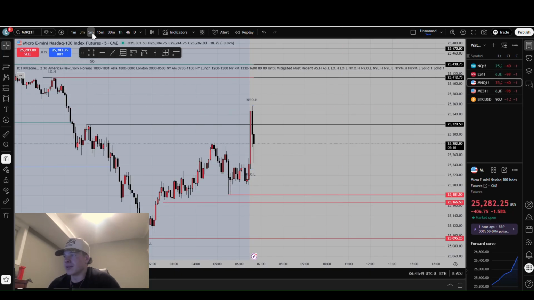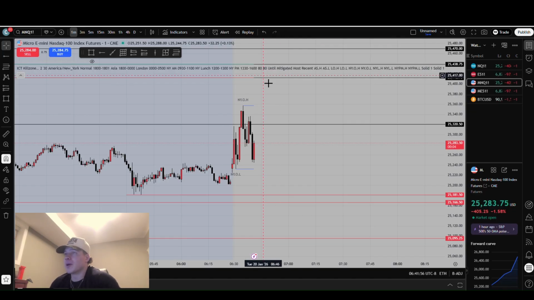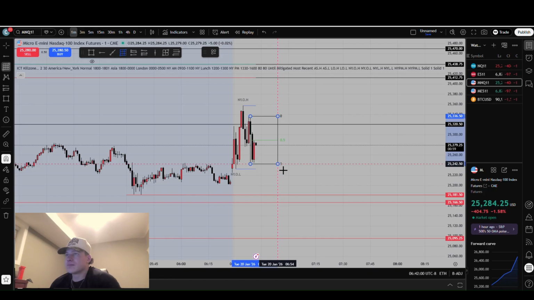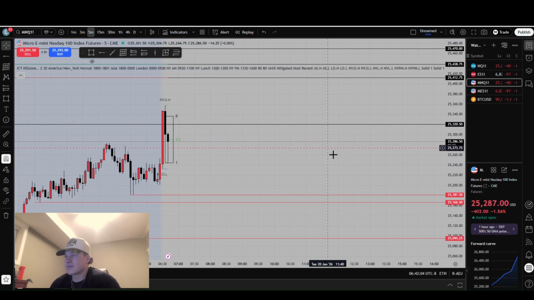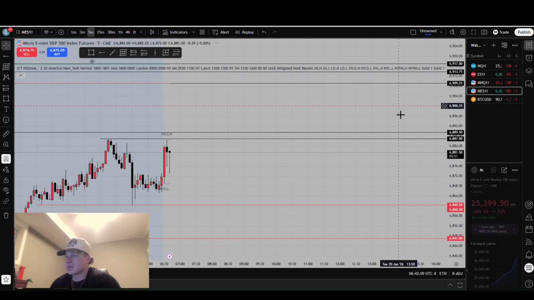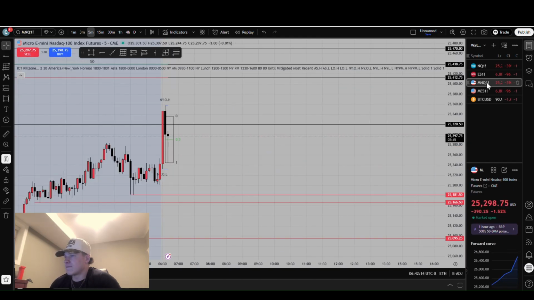Oh, this could be interesting. I think it's gonna reject off equilibrium. Totally reverse off of this. It's a pretty clean one. I think I would take the move on NQ though.